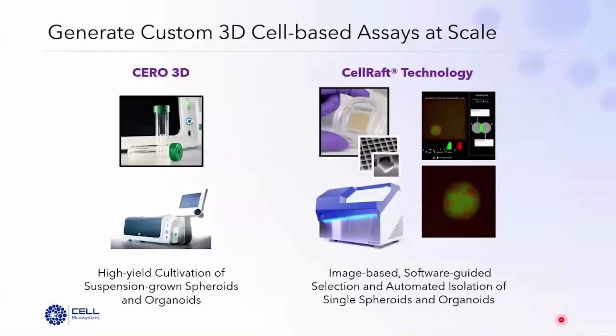In addition to the Sero, here at Cell Microsystems, we have another technology in our portfolio called the CellRaft technology. And combining these two technologies, it's enabling users to generate custom 3D cell-based assays at scale. So we're getting that high yield cultivation using the Sero, and then the CellRaft technology offers the opportunity for image-based software-guided selection and isolation of individual spheroids or organoids into 96 well plates for downstream testing. And both of these instruments are available for purchase through Cell Microsystems.